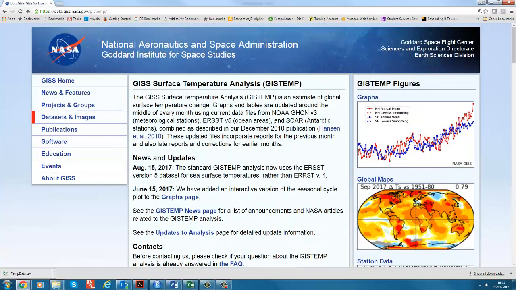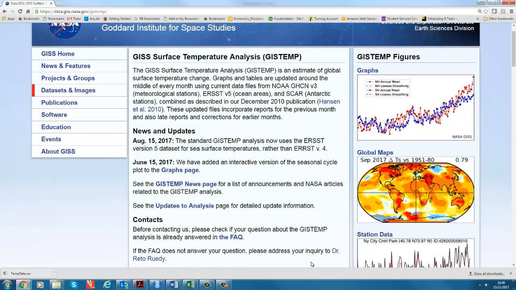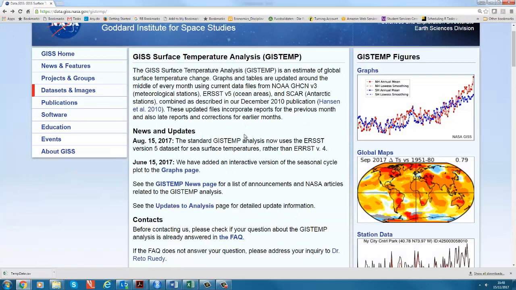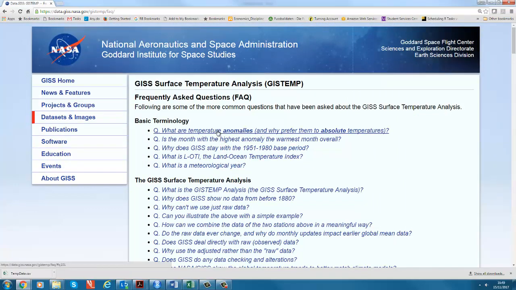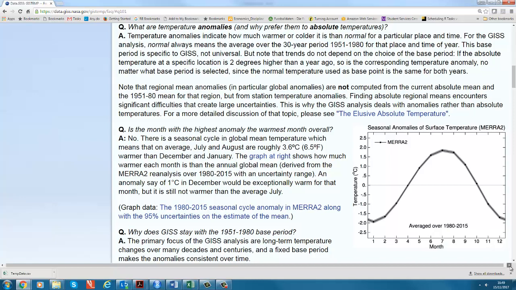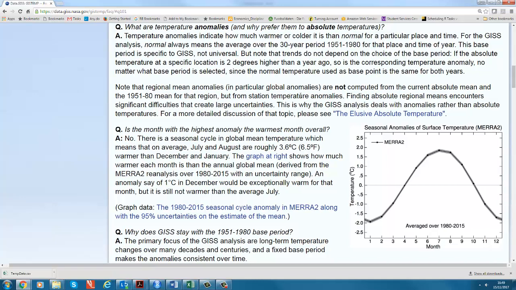And you may have to do a little bit of reading of this website, but there is a handy frequently asked question. And the first question here is the question that will deliver the answer to our question: what are temperature anomalies and why prefer them to absolute temperatures? Because the temperatures we have in our spreadsheet are indeed temperature anomalies. So let's quickly look at this. Here's the answer to this question. I encourage you to read this through.